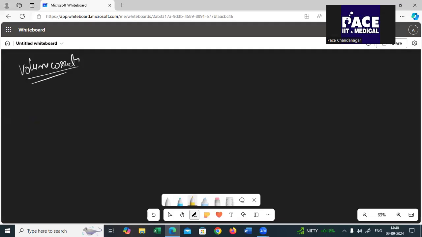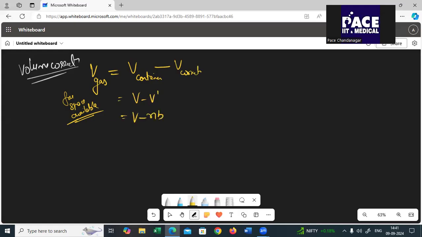So now effectively the space for the gas is reduced. That would be V of the gas, which means nothing but free space. Free space available for the gas is now the volume of the container minus the volume correction. And what is that volume correction? V minus V dash, that is V minus nb. V dash is nothing but n times b. b is nothing but the effective volume of 1 mole of particles.